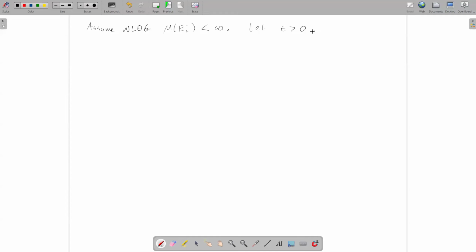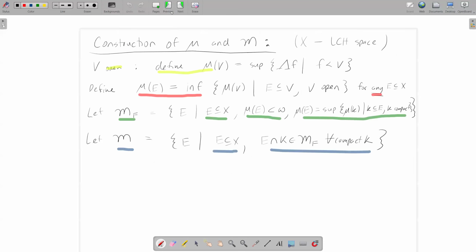By definition, so the definition I'm referencing here is this one, okay? This is the general definition of the measure of any set, right?